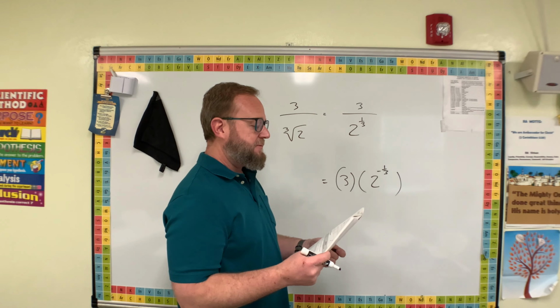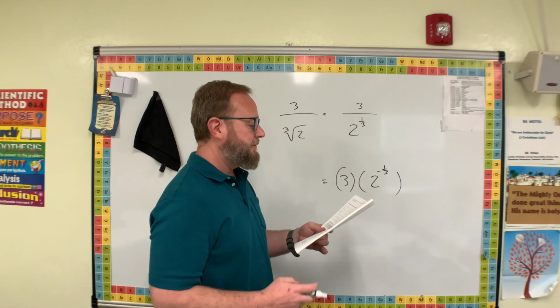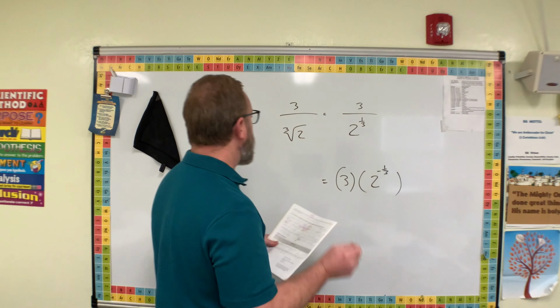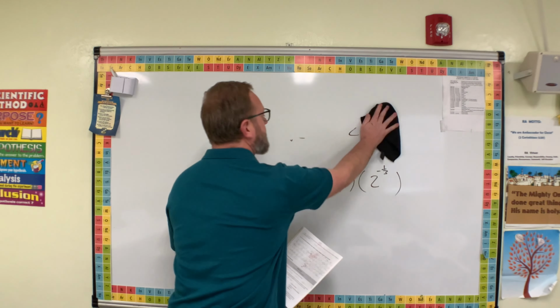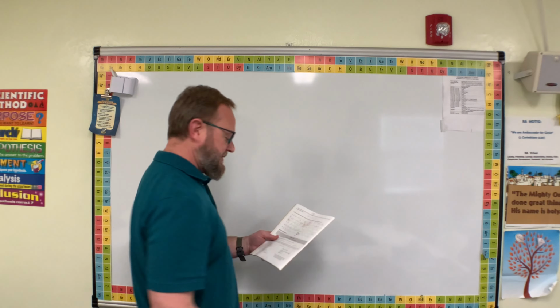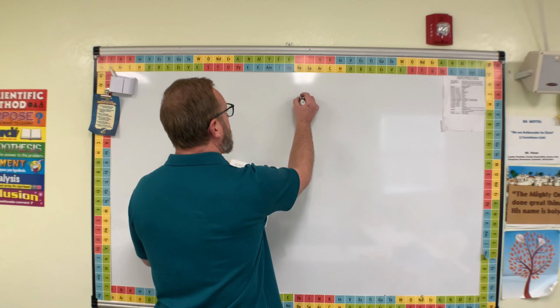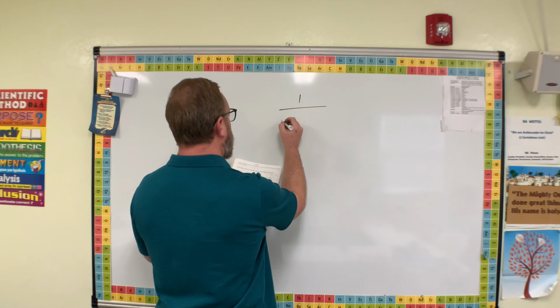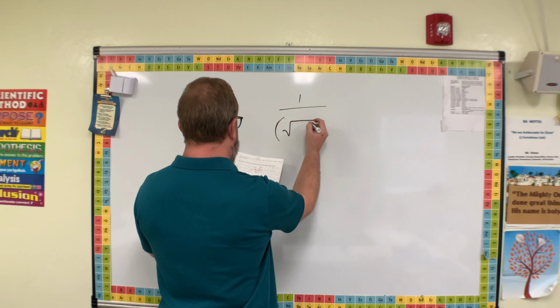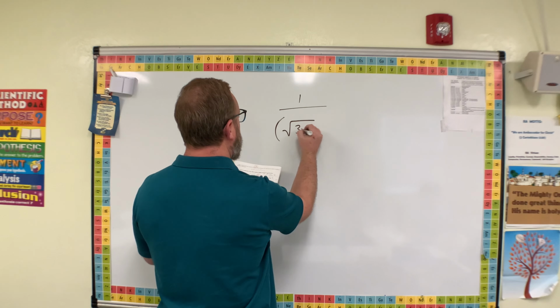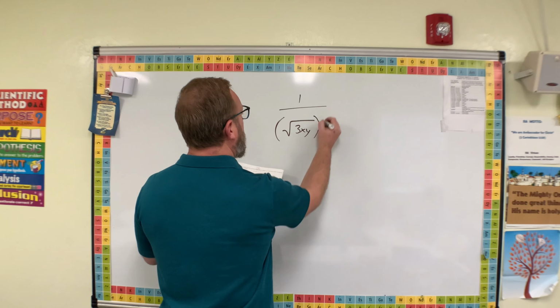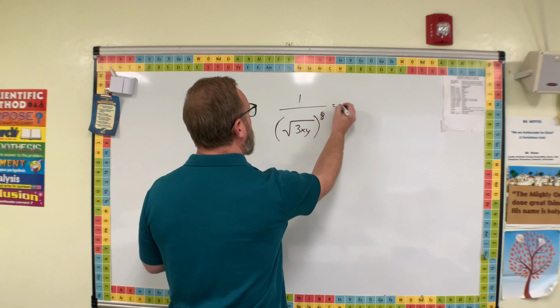So looking at the next page, looking at problem number 2, what would you do to solve that one? Now we're on page 16. Just trust your little calculator. 1 over, and now we have the square root of 3xy to the 8th.